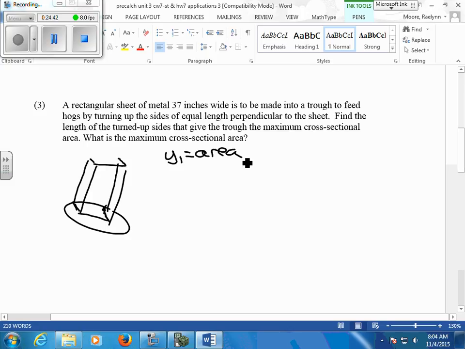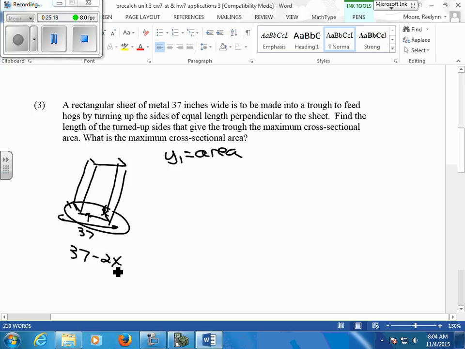Okay, I have a 37-inch sheet that's going to be turned up equally on both sides. So if I don't know how far this is turned up, and this whole piece right here is 37, how do I find this piece right here? I have a whole big sheet, this is 37. I turn up 2 equal parts of x. x and x. So what is this piece left in here? 37 minus 2x.